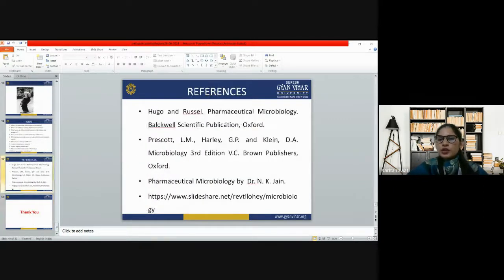Now, the references include Pharmaceutical Microbiology, Blackwell Scientific Publication by Oxford, and Microbiology third edition by V.C. Brown, publisher Oxford, then Pharmaceutical Microbiology by Dr. N.K. Jain. Some of the information is taken from the slides here. You can definitely check out these references for further and deeper knowledge. We have already covered the most important information about disinfectants and antiseptics.